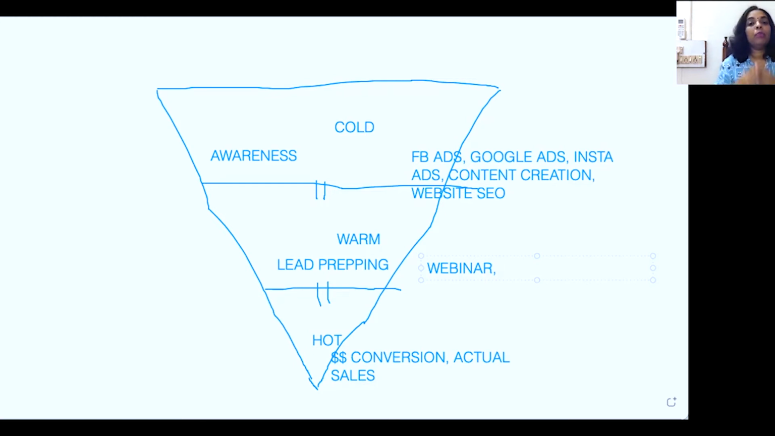Now again, to increase the number of leads that you are getting in this phase, you could also run different kinds of ads. Again, in the ad section, you have all these platforms.